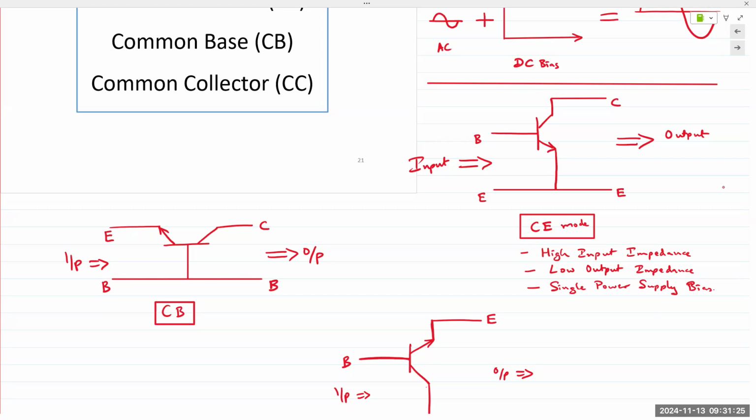Anyway, in the lab this week, you're experimenting with the common base and the common emitter modes. And next week, you're designing a common emitter amplifier.